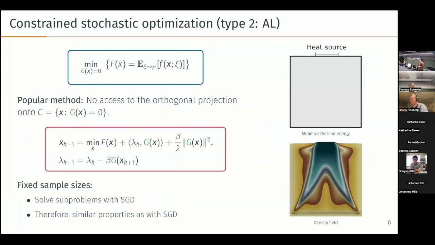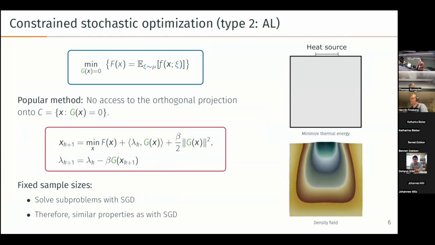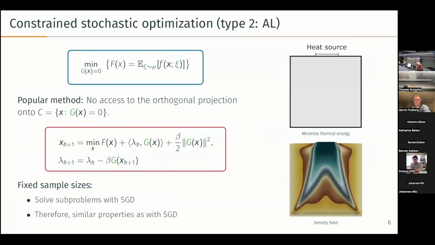And then finally, we might be in a situation where we don't have access to the projection operator. So there are many different algorithms you can study to deal with this type of setting. The one I'm going to focus on is called augmented Lagrangian. What you're seeing on the right side here is an example I'll come to later. It's topology optimization, trying to find the optimal distribution of material to either absorb or release heat into an environment.